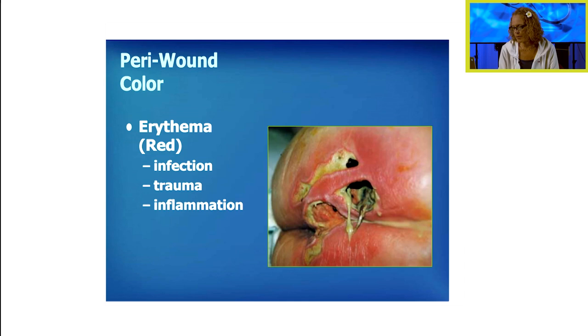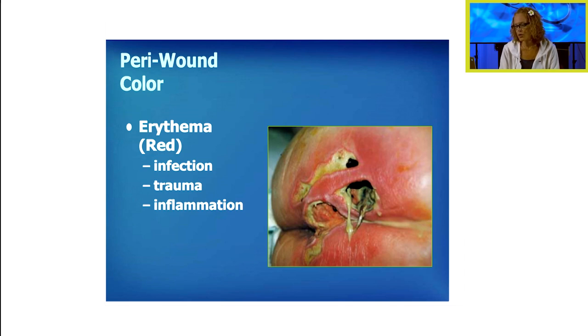Here we see an example of erythema. Another word for erythema is redness, and we can see that this peri-wound color would be defined as erythema. And we can see here that there is some infection in this wound. We see open skin, we see trauma. There's inflammation here, right? So there's redness and infection.